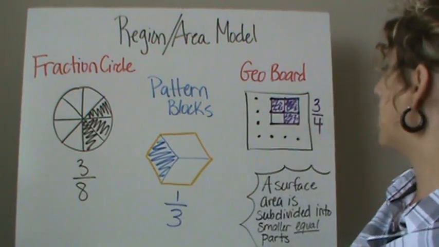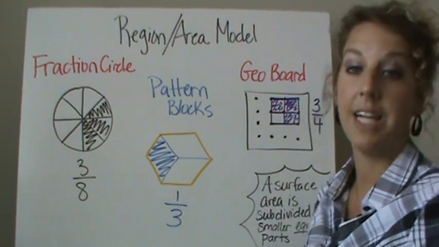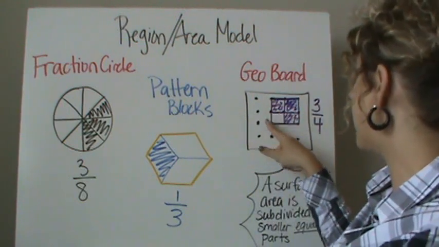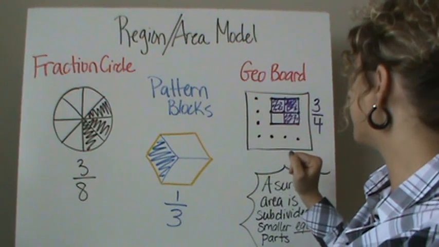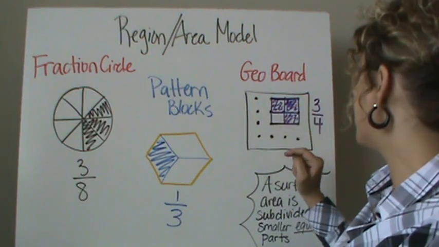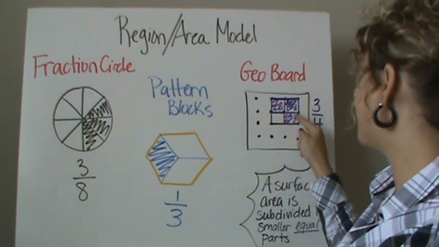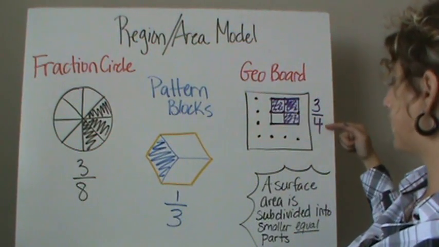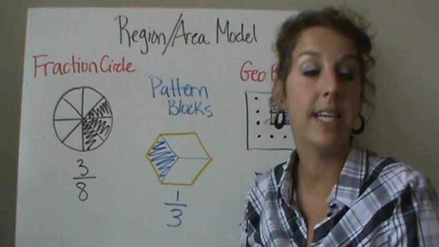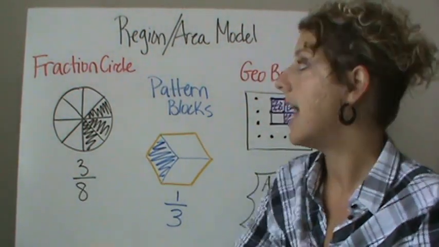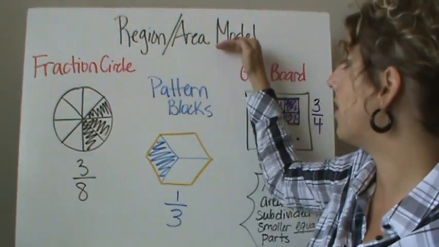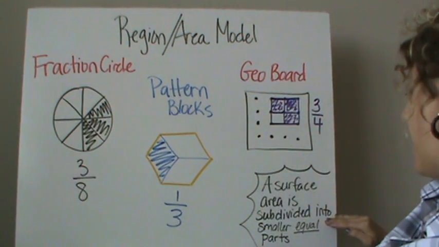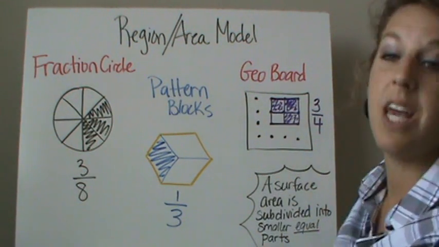If you use your geoboard, we have those in the classroom with rubber bands that you can stretch over it. And I've already stretched some rubber bands, and then I've shaded in 3 parts. 3 parts of 4 parts total represents 3/4. So we'll see these models in class, and they're called a region or an area model, which basically just means a surface area that's subdivided into smaller equal parts.